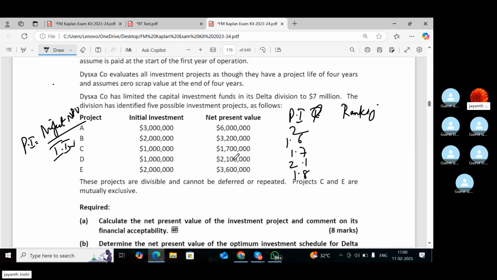So we'll give the ranking. The first rank goes to the first one, D, rank 1. Then second rank goes to, E. No, that is here, A. Third rank goes to E. Fourth rank goes to C. And the fifth rank goes to B. Okay.